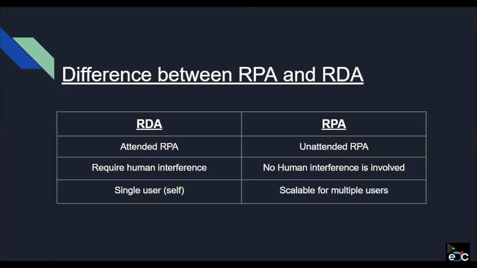Okay, so RDA and RPA have this human interference. RDA requires some human interference. For example, I might have to give in some inputs at different points. I might have to click OK to a message box. So different human interferences might be required. It is not a standard that it will require, but usually RDA and RPA are classified separately on this basis as well. And RPA does not require any human interference.